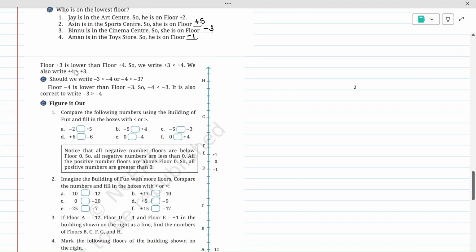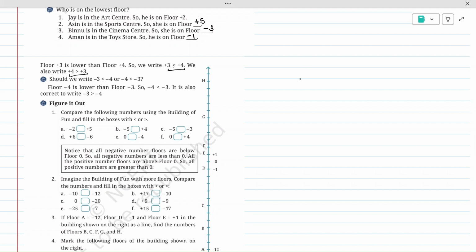Here, floor +3 is lower than +4. We know that as we move higher, we get more positive numbers, and as we go down, we get more negative numbers. So floor +3 is lower than +4, right? We can write +3 is less than 4. That's also correct. We can also write 4 is greater than 3. So these two expressions are the same, kids.